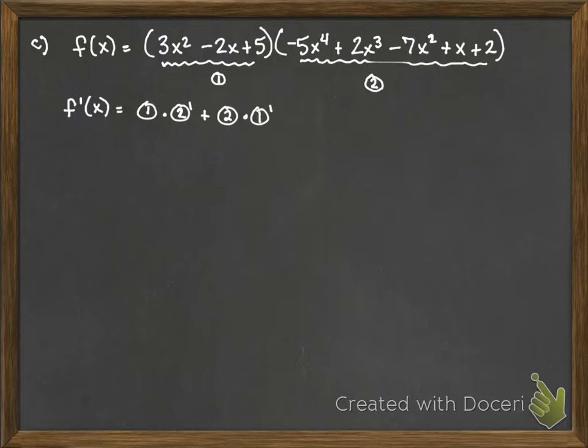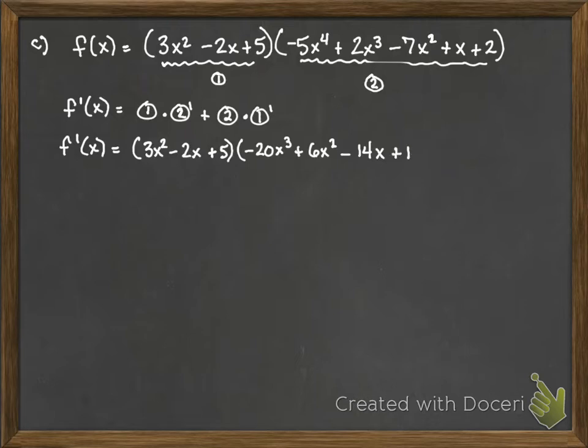So let's look at what that actually looks like. f prime of x is equal to 1. So 1 is the exact thing that we have for our first function, 3x squared minus 2x plus 5. And then we're going to multiply that by the derivative of the second. So the derivative of the second is negative 20x to the 3rd plus 6x squared minus 2 times 7 is 14x plus 1. Okay, so that is a lot of stuff in this one as well.